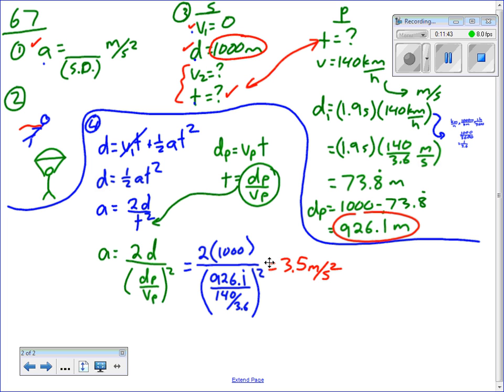Check that in the textbook. Bug me if you find it wrong. So good luck. Try the other ones. See what you can do. Remember, these ones involve substitution. They involve two different sets of motion, but there's something common between them. And try to find that common ground. In this case, it was the time. Okay, so good luck.